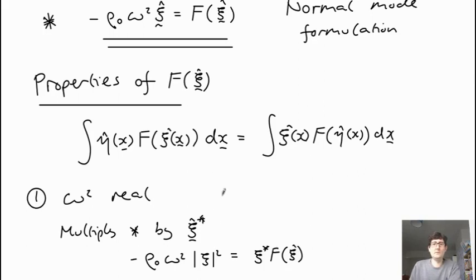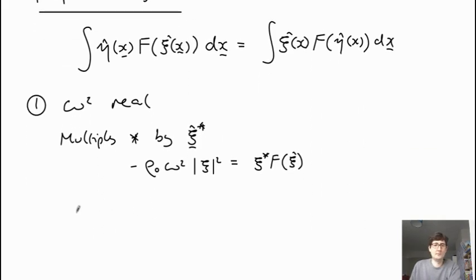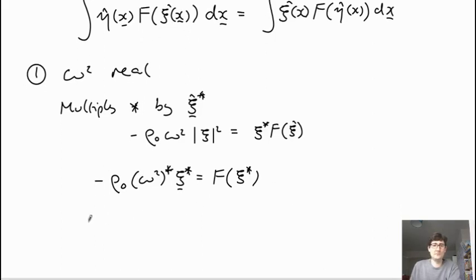Okay, and then we can do the same thing, but take the complex conjugate of this equation here, and then multiply through by psi. So we have minus rho naught, now we have omega squared complex conjugate, and now if we write out the equation, we have psi star, the complex conjugate of psi, is the force on psi star. So I'm just taking the complex conjugate of this equation, and I multiply through now by psi.